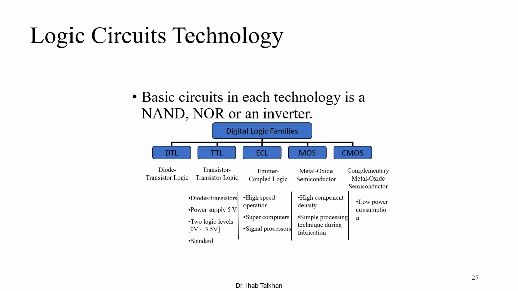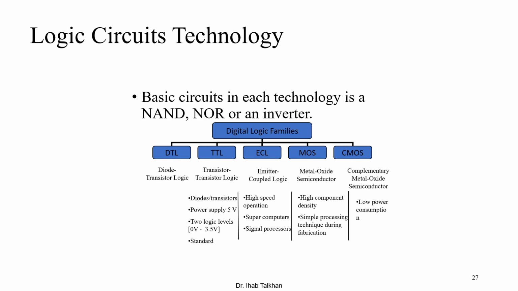As long as we have levels of integration, we also have different types of technologies used for integrated circuits. We have what are called digital logic families: DTL, TTL, ECL, MOS, and CMOS. With DTL, the circuit has diodes and transistors to build the configuration of an AND, OR, and so on.